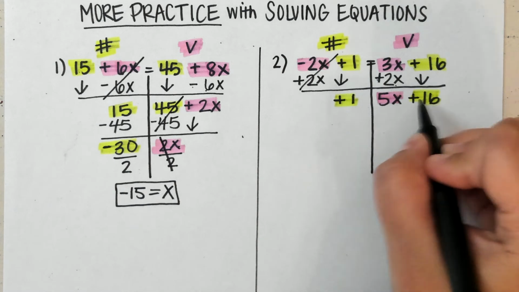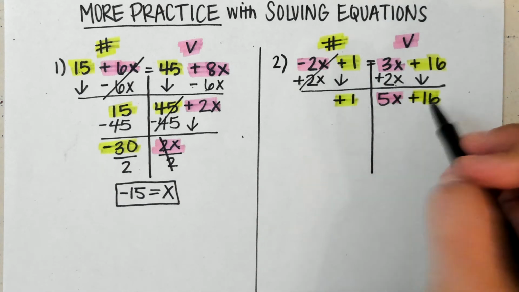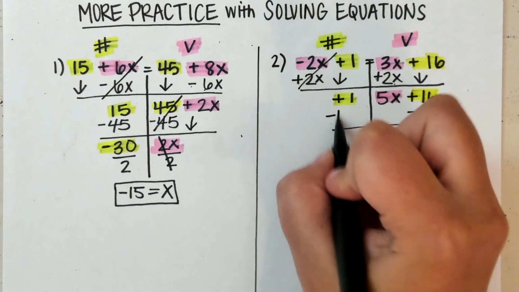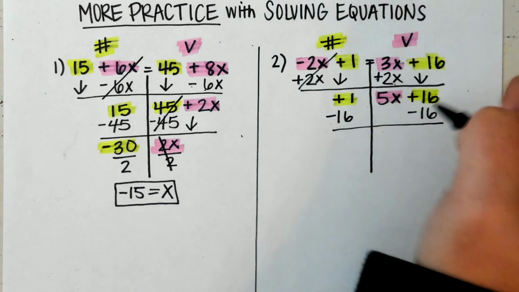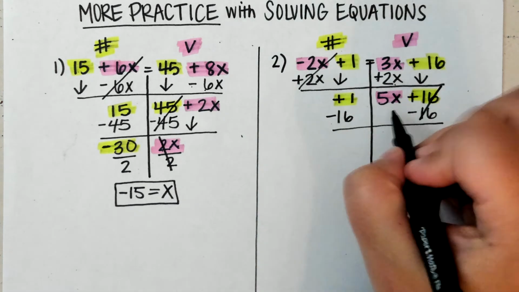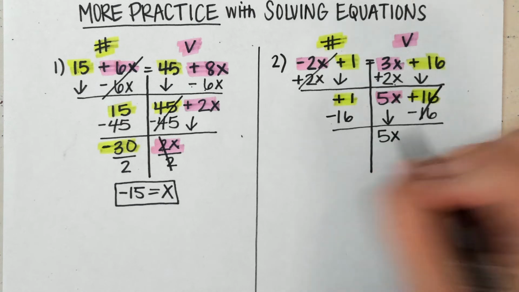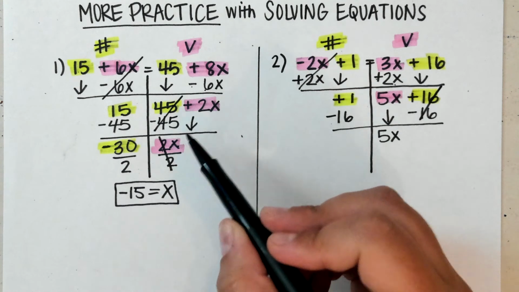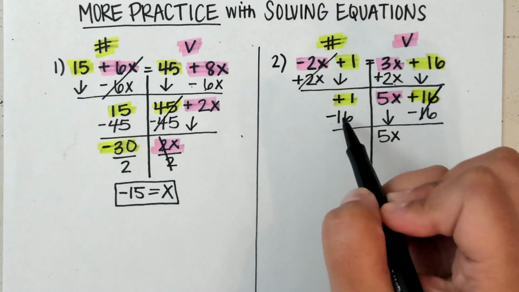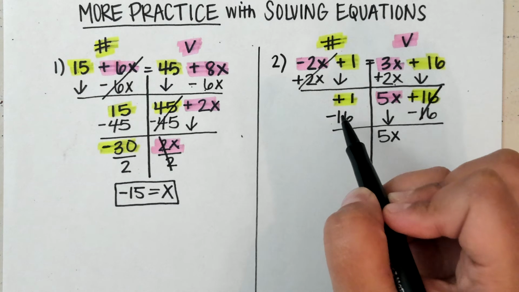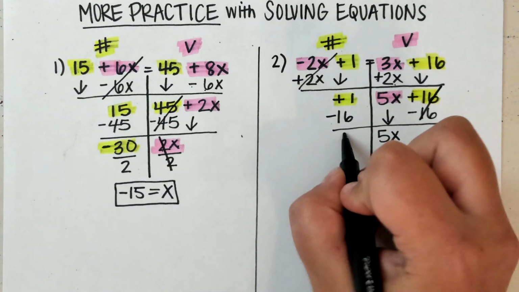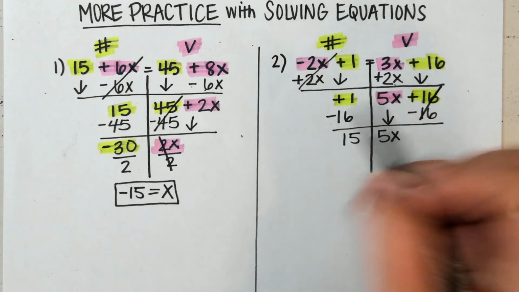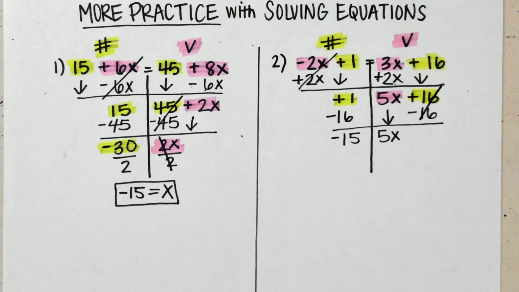So I'm going to move this positive 16 because it's on the wrong side. It's under the variable side. So I'm going to do the opposite, and I'm going to subtract 16 to both sides. These are going to cancel. I'm going to bring down the 5x, and then I have positive 1 minus 16. So just like we did in number 1, these are different signs. When they are different, you subtract. 16 minus 1 is 15. 16 is a bigger number, and 16 is negative. Therefore, the 15 is going to be negative.